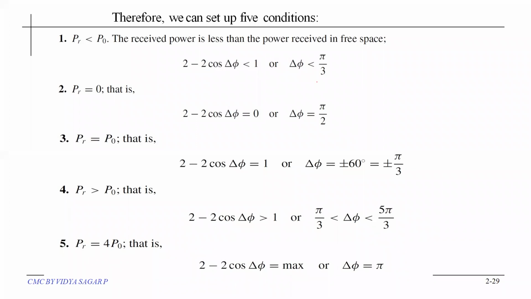Now, the received power P_R is equal to 4 P naught. Then the delta phi, or the phase difference, is equal to pi. Here are the values of delta phi for 5 conditions.